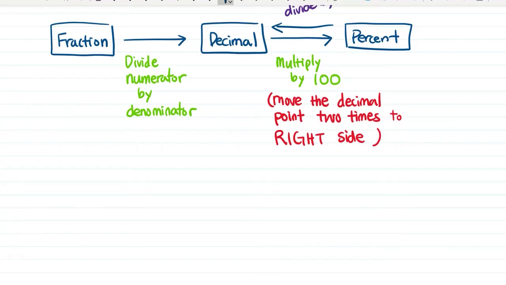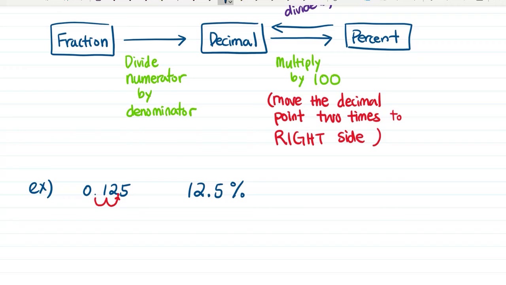Let's do that with one more example. When you're given the decimal value 0.125 and you're finding the percent value, you can get it by moving the decimal point 2 times to the right side, like this. And our new decimal point will be in between 2 and 5. So it will be 12.5%.